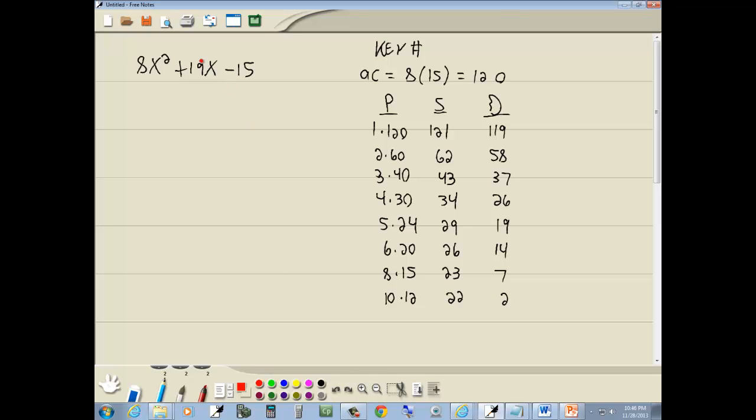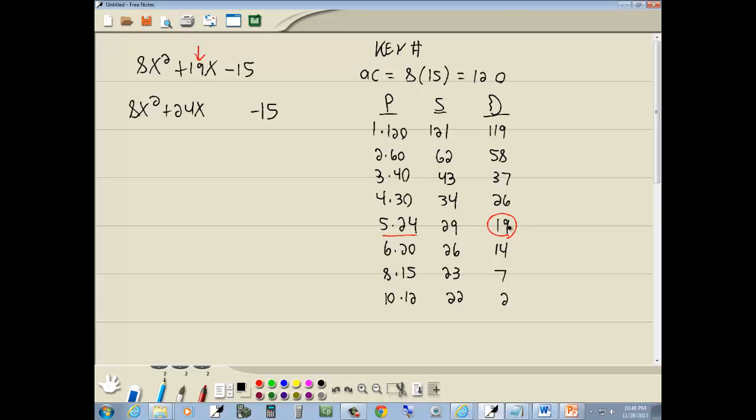Now, the number we're looking for is a number in our middle term, which is 19, which is right here. So we're going to use 5 and 24. Now we're going to rewrite our middle term using those 2 numbers. We're using 5 and 24. Our larger number in the P column that we're using, which is the 24, will always be the same sign as the middle term, which in this problem was positive. So we got plus 24x.